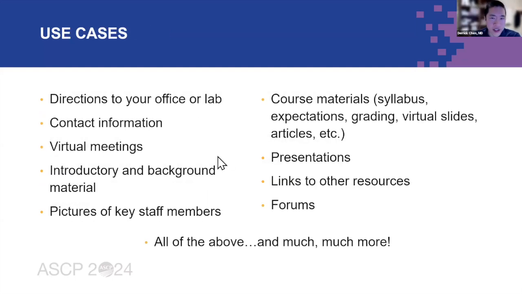So, kind of the exciting part, what are use cases of having a website? And so these are different things that I've used. So, for instance, directions to your lab or to your office, including your contact information. For virtual meetings, you can have persistent virtual meeting links there, so people can visit the website, and if they want to go to that meeting, they could just click on that link there. If there's introductory or background material you're constantly saying for new trainees that just start a rotation, you can put that in the website.